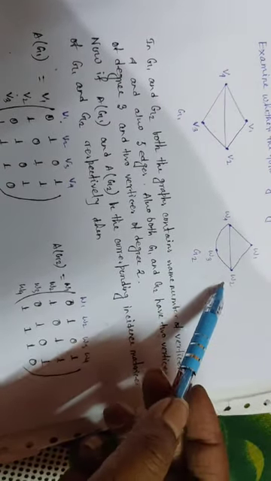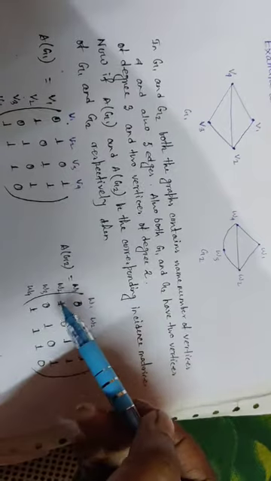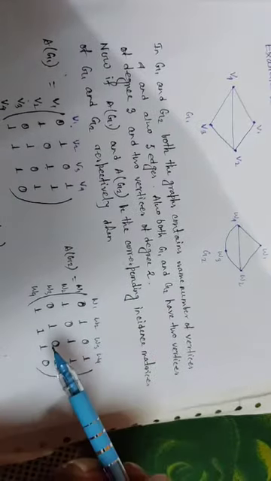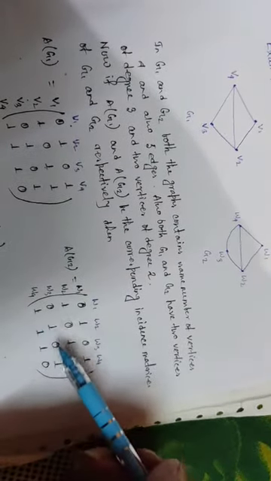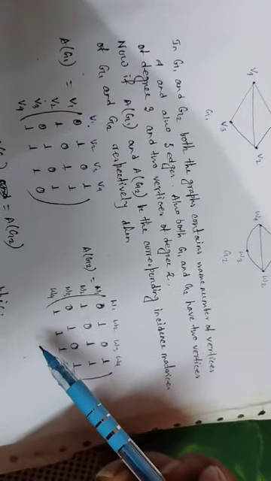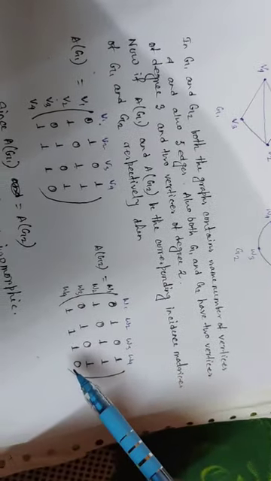Similarly, W2 is connected with W1, W3, W4. So we put here 1, 0, 1, 1. And W3 is connected with W2 and W4. So I put here in place of W2 1 and W4 1, W1 0, W3 0. And W4 is also connected with W1, W2 and W3. So we put 1 1 1 and the W4 is 0.